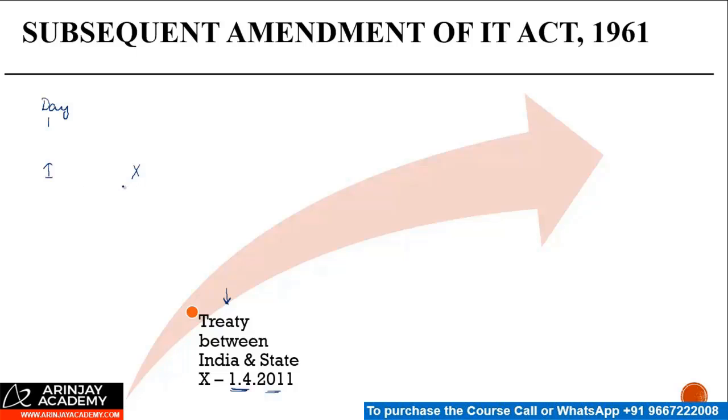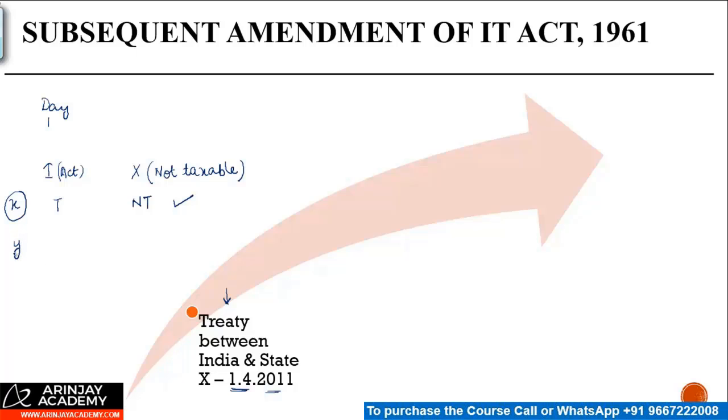On this particular date, let's say for a stream of income X, under the Indian Income Tax Act, this amount was taxable, right? Under the treaty, it was not taxable, right? If it is not taxable, obviously the person is going to opt for the provision of the treaty and claim that this income X should not be taxed at all.